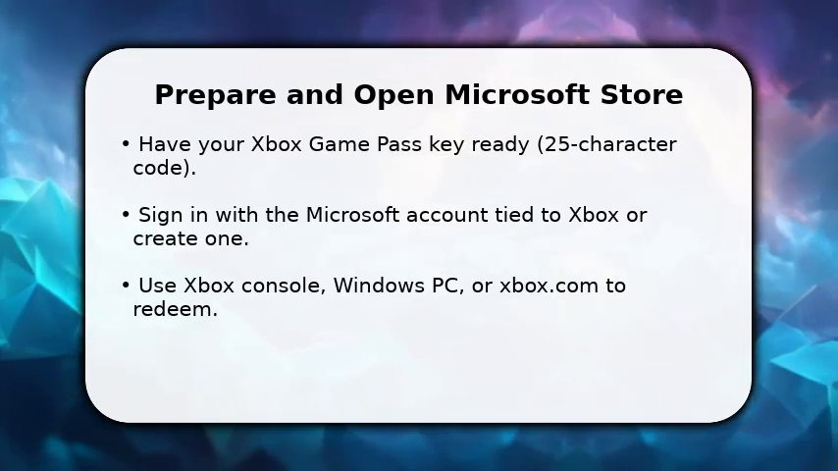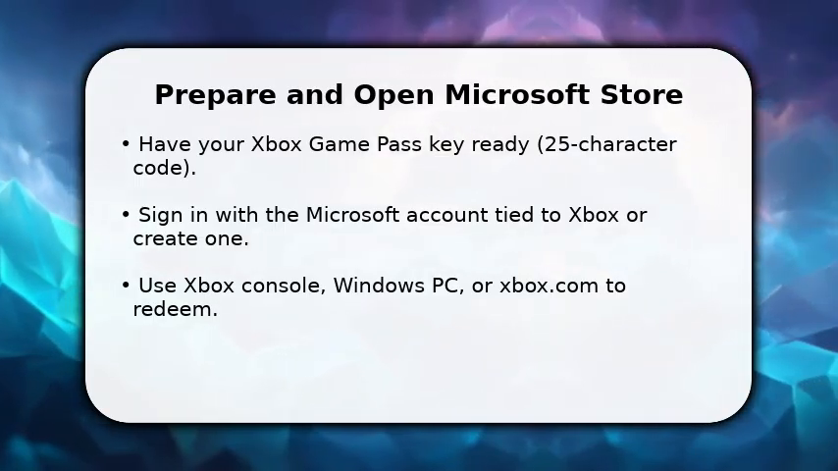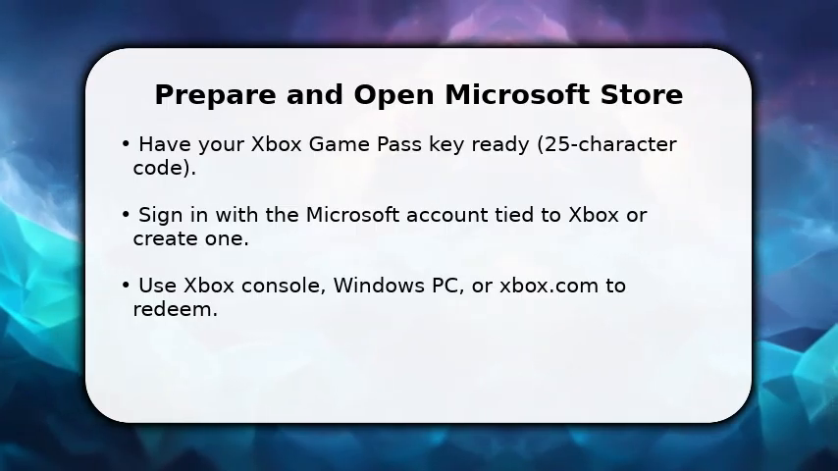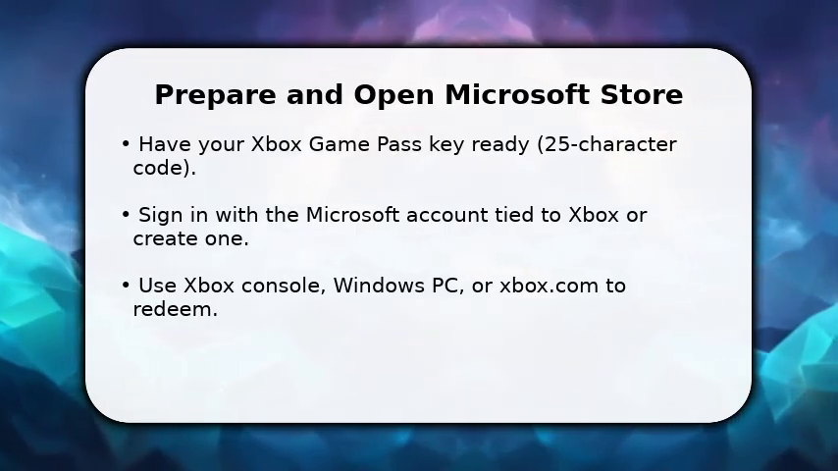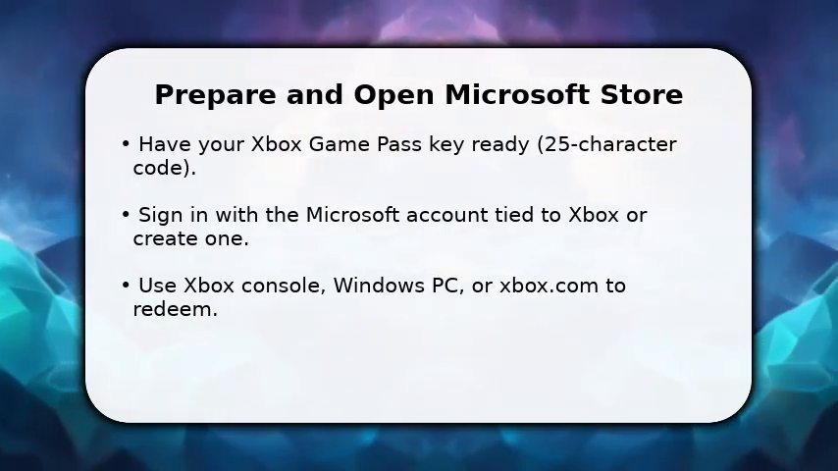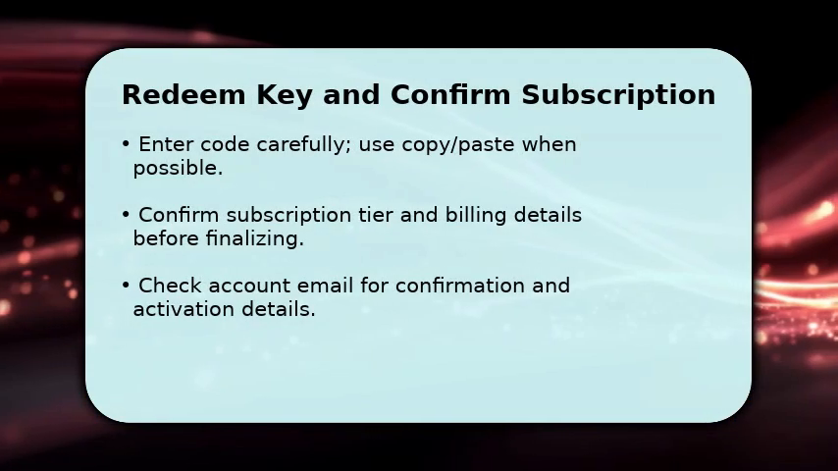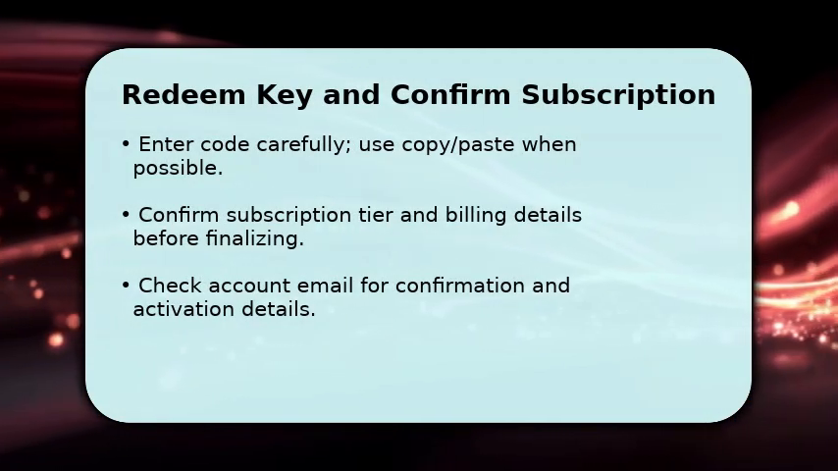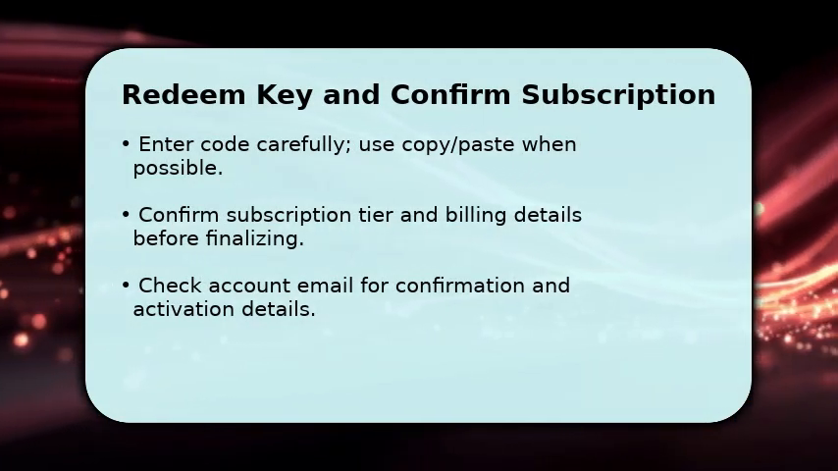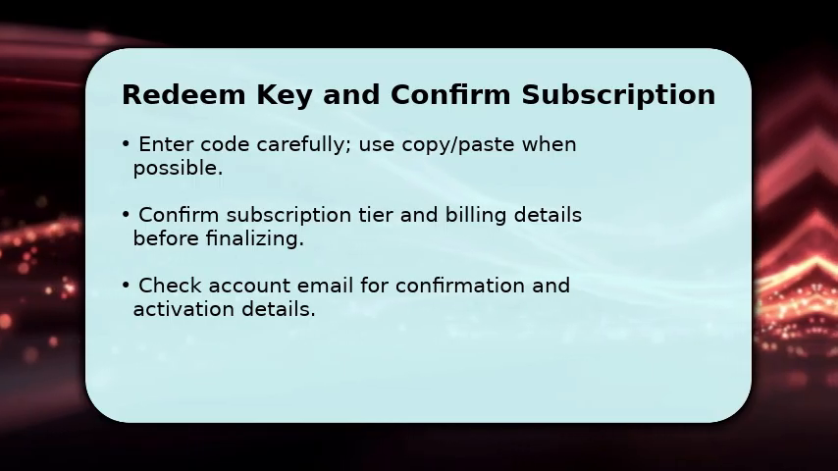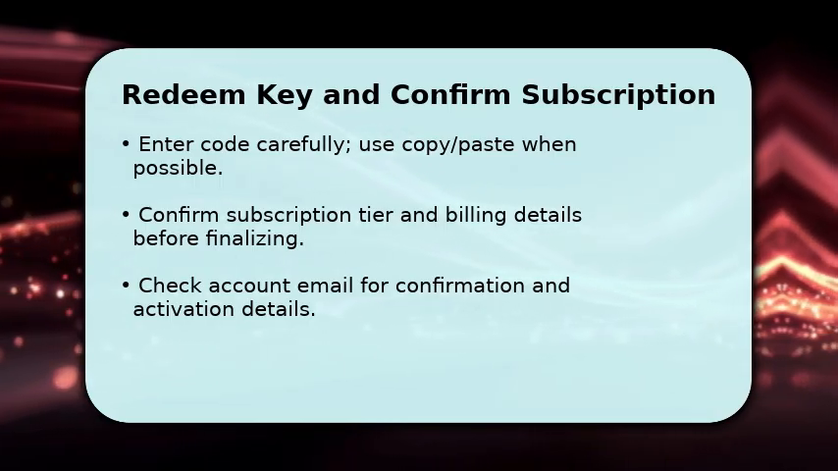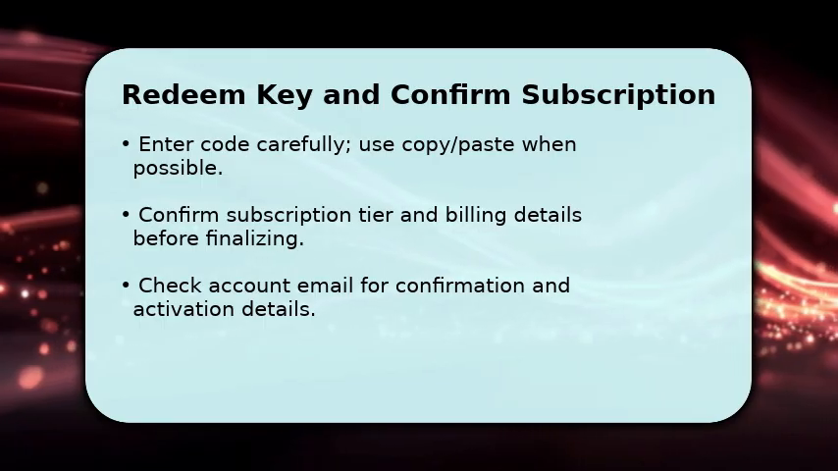This is the core step that converts the code into subscription time. Make sure to double-check characters. O versus 0 and I versus 1 are common mistakes. After entering the code, you'll see a preview of what the key grants, such as Game Pass Core, Ultimate, or PC. Read the confirmation screen so you know if it extends existing time or starts a new plan.